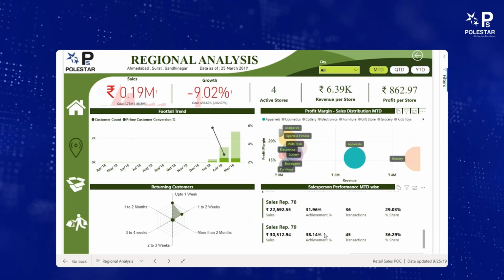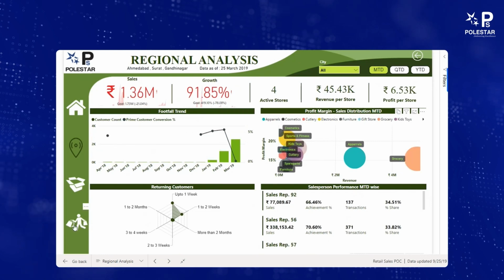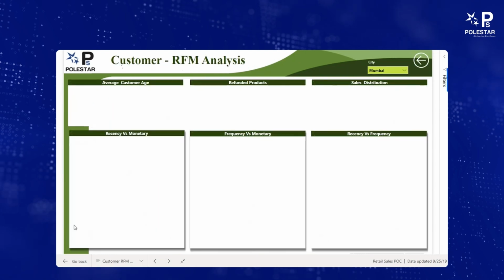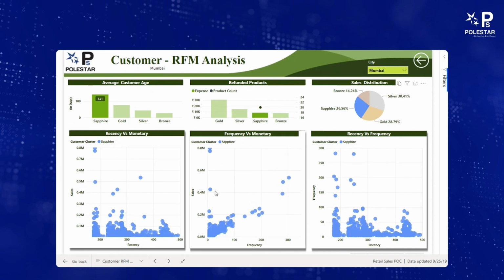So you see, for apparels, it's showing the trend has changed. Let me deselect this. Show me only Prime customer members who fall under the Sapphire group. I can select it from here and see how the data changes. So you see, it's all blue, or Sapphire.